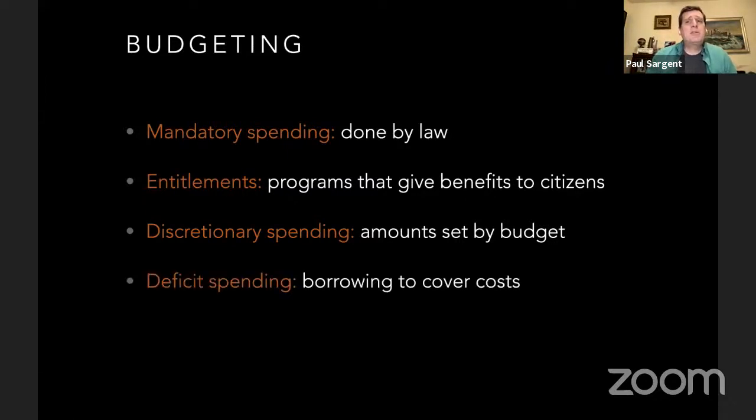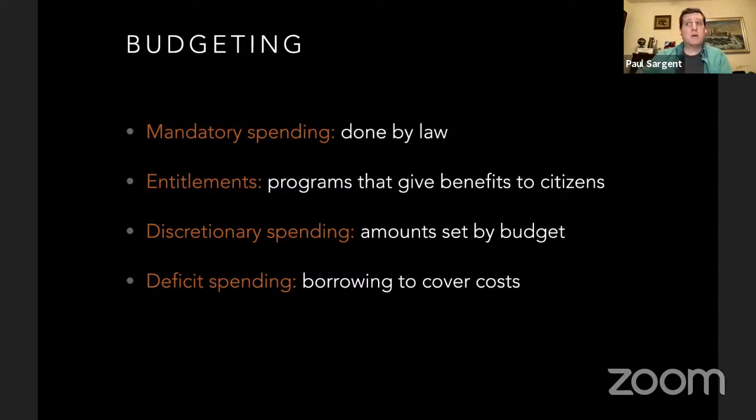Now, what budgeting really amounts to these days, and by these days, I mean, it's been a long time we've been doing this, is deficit spending, okay? The reality of modern federal budgeting is that we always spend more than we collect. And so under a deficit spending model, we borrow money to cover the costs that we have. And so we're able to spend the money that we want in the United States because we're able to borrow enough money to keep everything going.